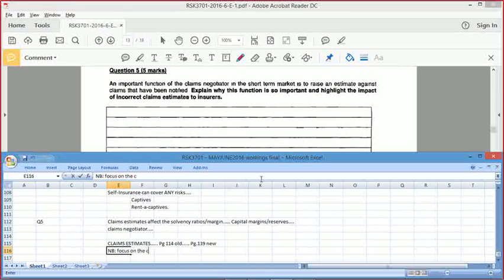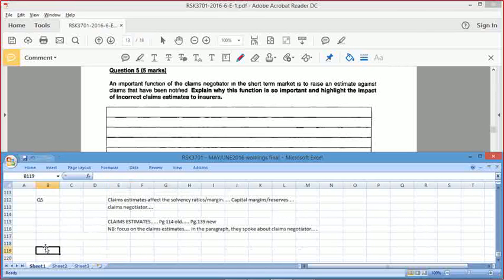on the claims estimates. All right, and then in the paragraph, they spoke about the claims negotiator. That's where I saw the word. Okay, so yeah, it's in the textbook. Okay, I think you're probably also looking for that. You probably remember seeing it somewhere. Yes, I was. Yeah. Okay, we found it. There it is. Finally. All right, good.